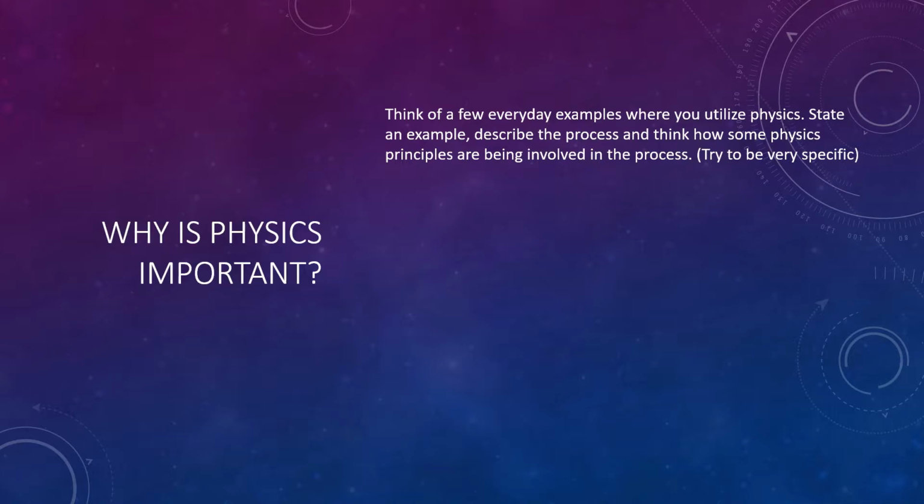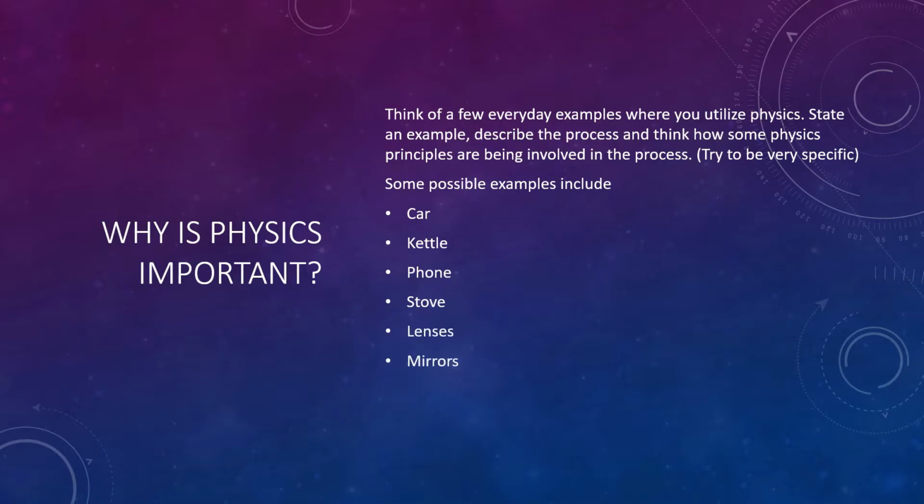Some of the examples that I could come up with while we're working include, obviously, a car, then a kettle. I like to drink tea and coffee, so I've got a kettle in there. Then I've got my phone. That's an important part of everyday life now. You've got your stove, which you use for cooking. There are lenses and mirrors, and all of those things that come into it. There's light. Those last three might be connected, but more or less it's a part of your everyday life.